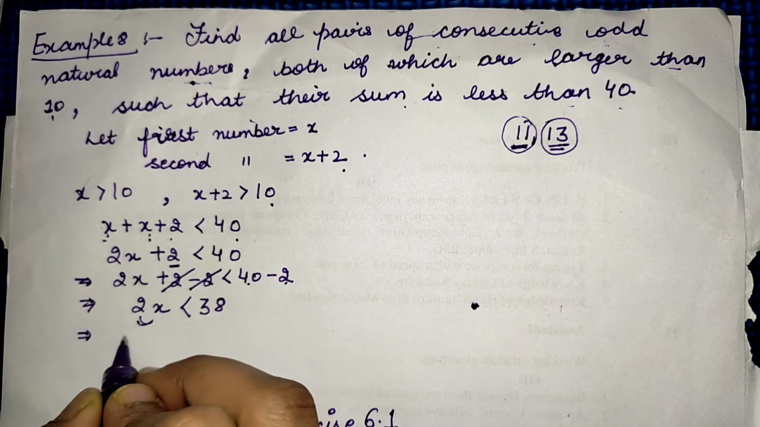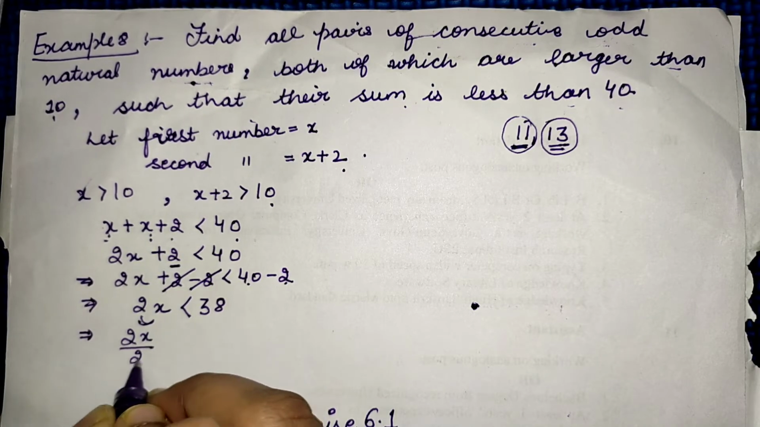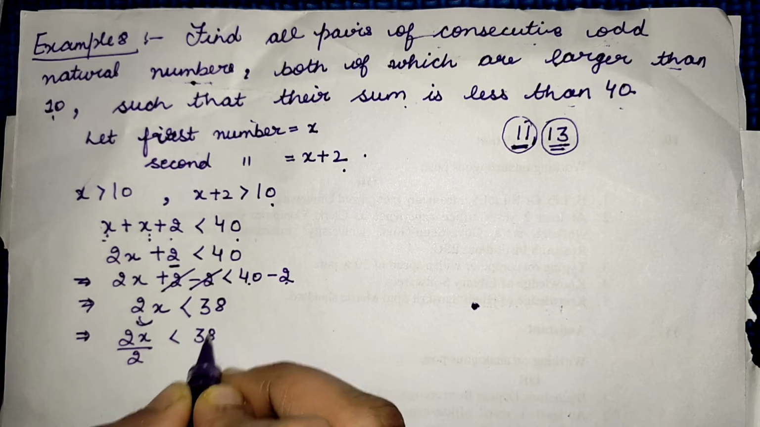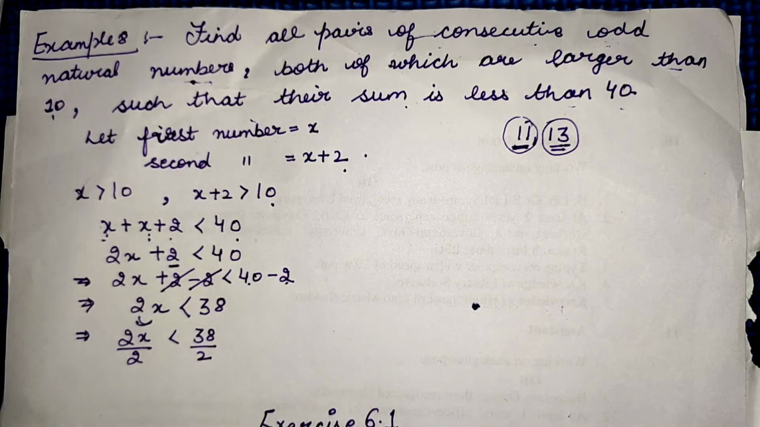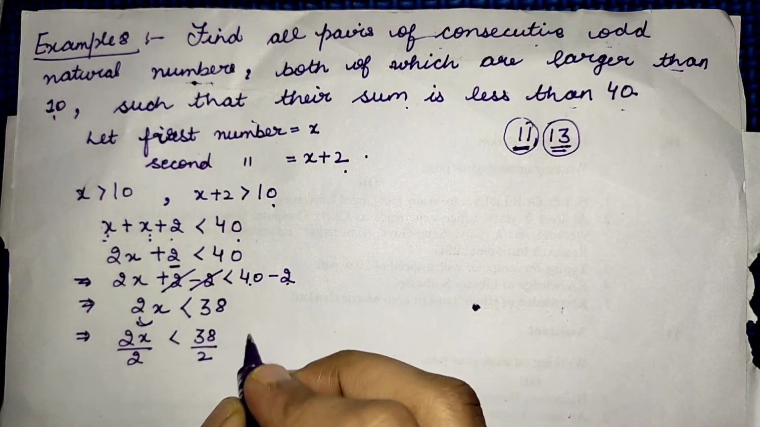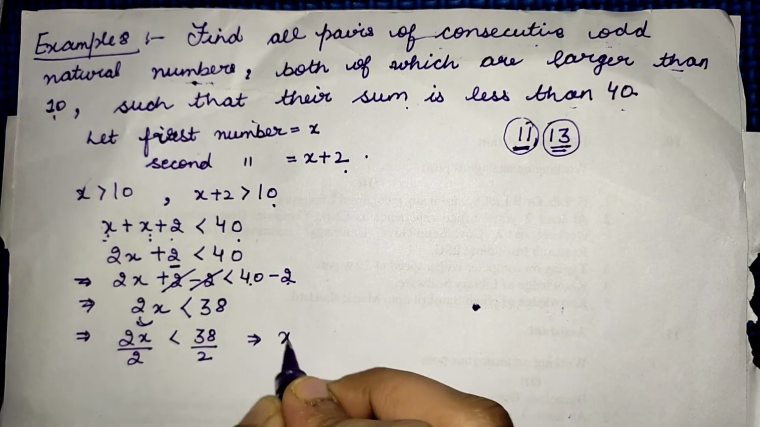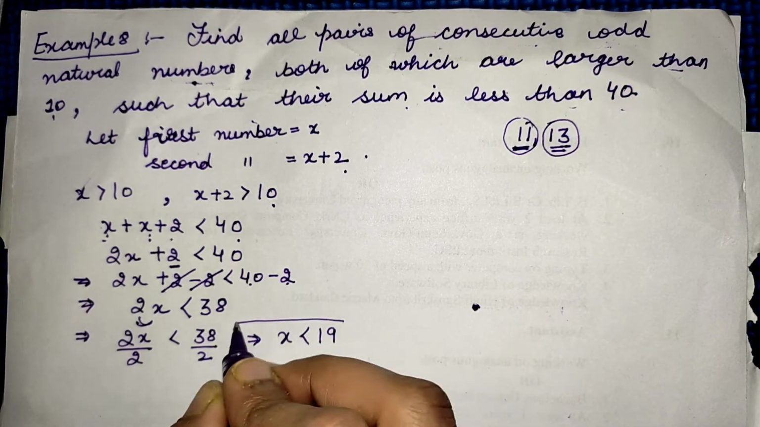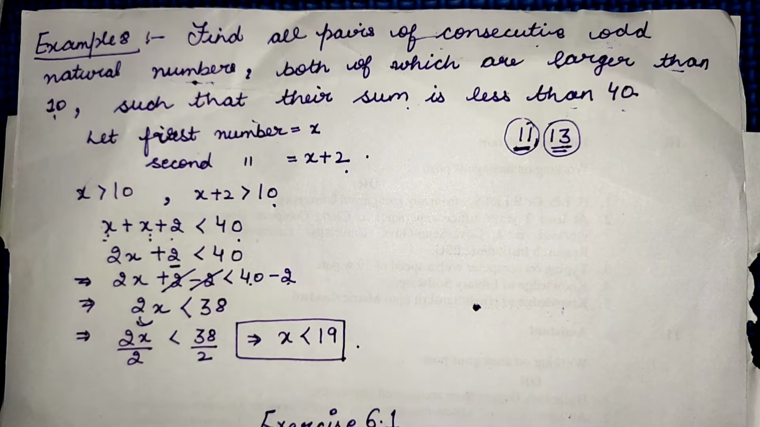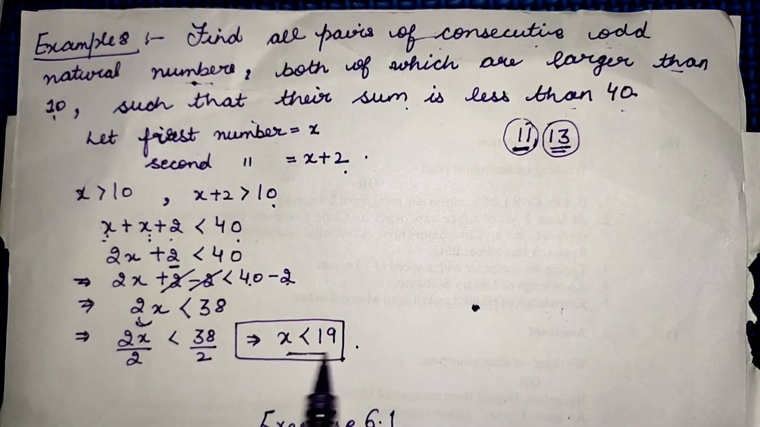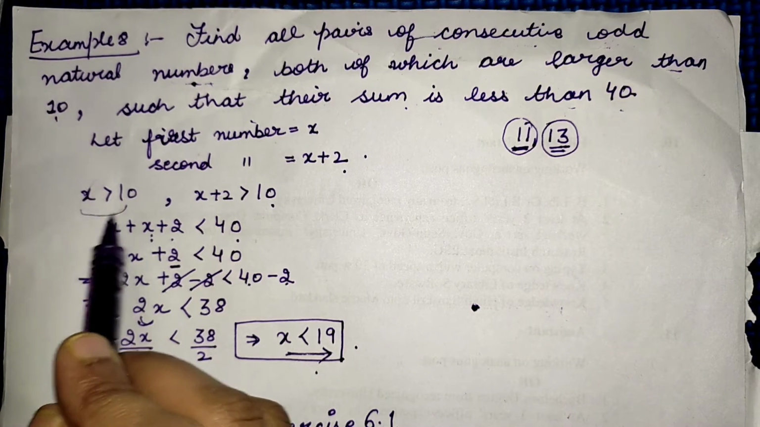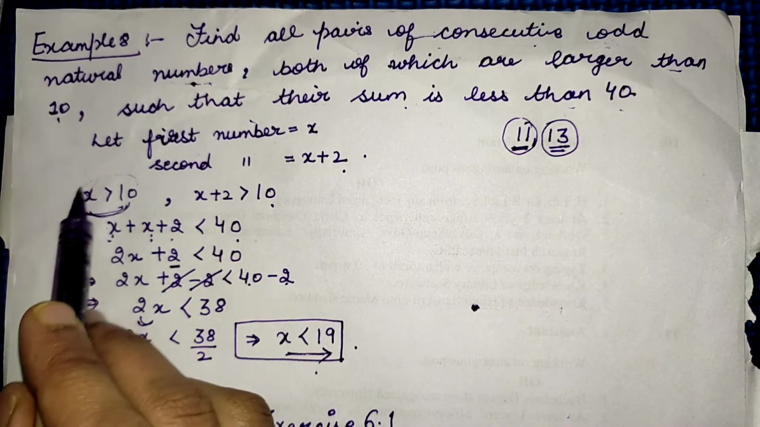So to remove this 2, what I have to do? I have to divide my complete term on both the sides by 2. So I will get that x should be less than 19. Okay, so x should be less than 19, and another equation is given to us what?